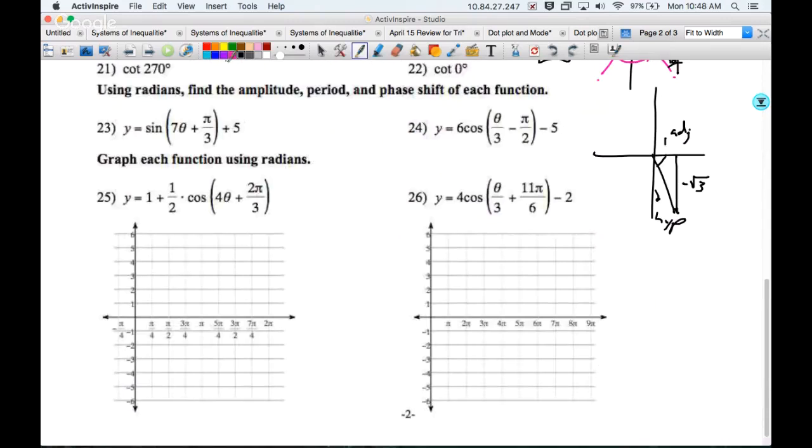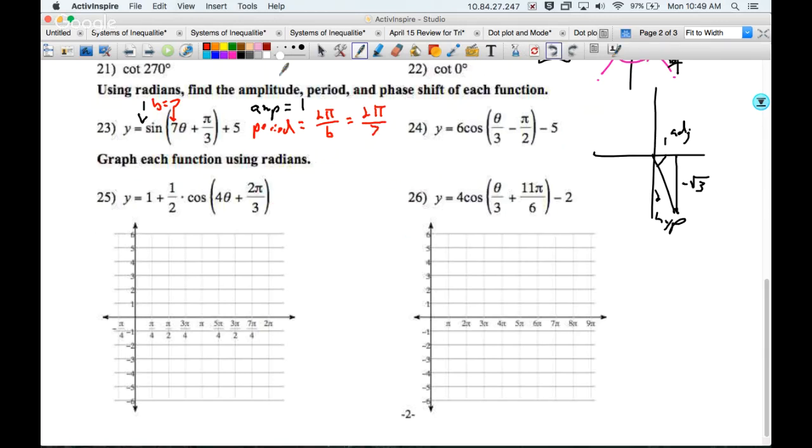All right. Using radians, find the amplitude, period, and phase shift for each of the following. Let's look at 23. Amplitude is any coefficient here. Coefficient is just 1, so that's our amplitude. Period. Well, period is 2 pi over b. Our b value is 7. So it's just 2 pi over 7. That can't be simplified.